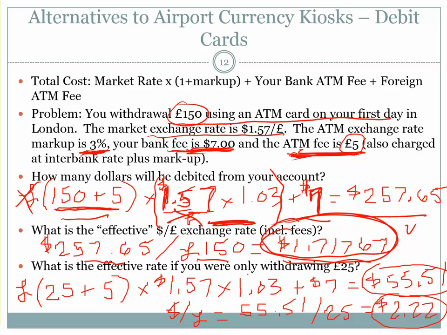What is the effective rate if you're only withdrawing 25 pounds? Well, I'm withdrawing 25 pounds, but still paying a 5-pound ATM fee and still paying a $7 ATM fee. So I take my exchange rate, 1.57 times 1.03, put in the 5-pound fee and the $7 fee, and it costs me $55. Effectively, that exchange rate was $55 over 25 pounds. That's the effective dollar per pound exchange rate. I'm paying $2.22. I would have done better at the Travelex office.